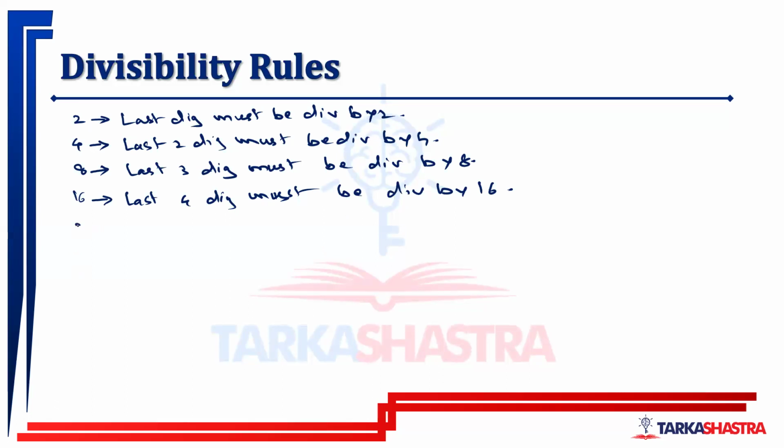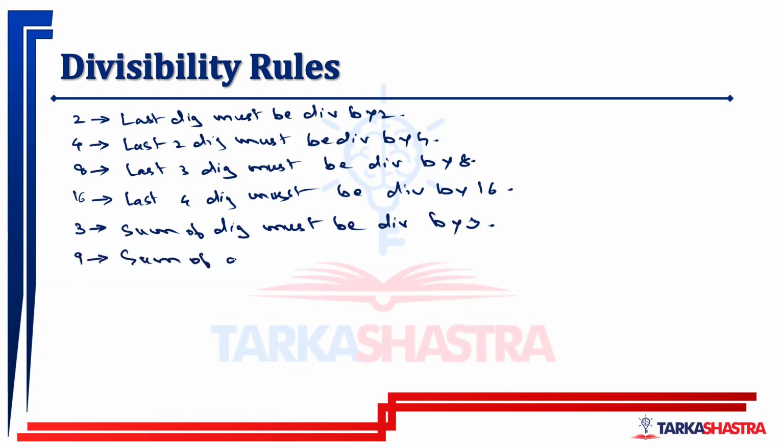Then the divisibility of 3: the sum of digits must be divisible by 3. The divisibility of 9: the sum of digits must be divisible by 9.